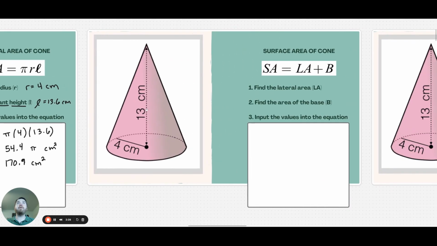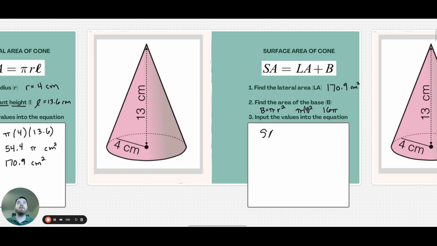Now the surface area is going to be very similar to it. You first need to find the lateral area, but then you're going to add the area of the base to it. So the lateral area we said was just 170.9 centimeters squared. The area of the base, since this is a circle, that means that the area of my base is just going to be pi r squared. And so when I do that, I can just plug my r in, which is 4. So I'd get 4 squared times pi. And so if I wanted it in terms of pi, I'd just have 16 pi. And if I didn't want it in terms of pi, then I could plug that into my calculator. But I'm going to leave it in terms of pi.